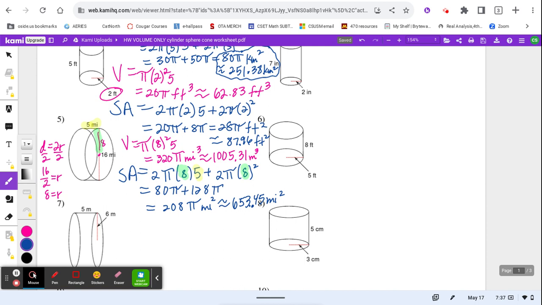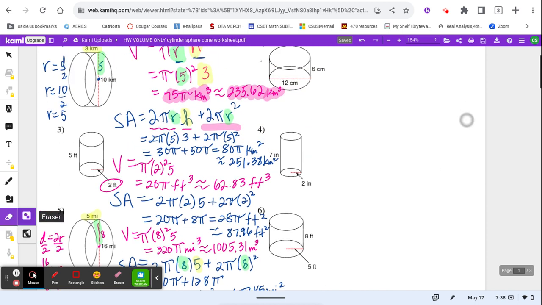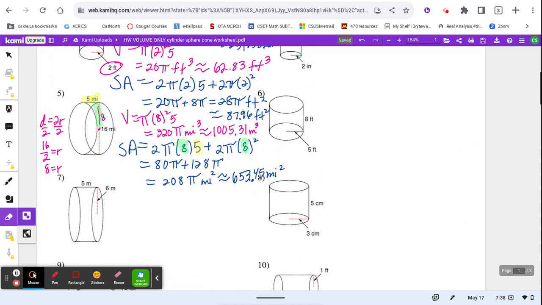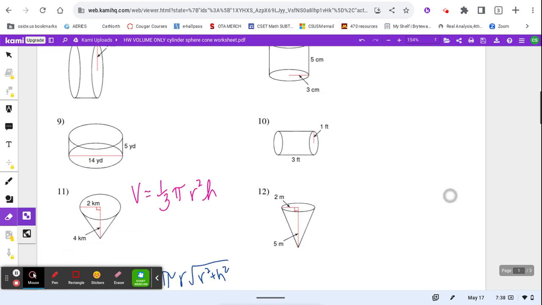Okay, so far, all this work that we just did has been the formulas for cylinders. So if you can see, this top section is all cylinders. I'm just doing 3, and now I'd like you to do the evens on the other side.